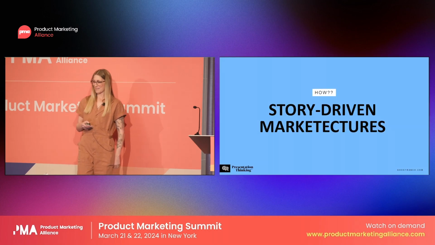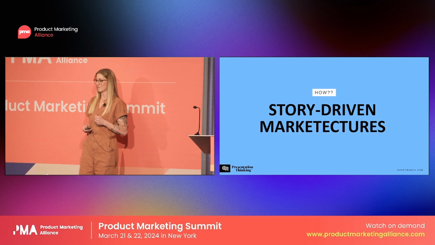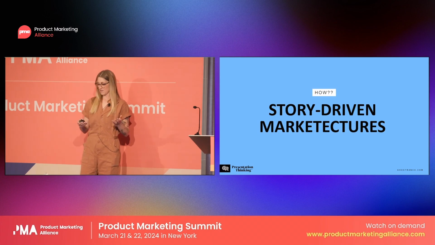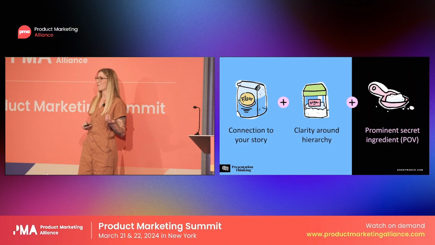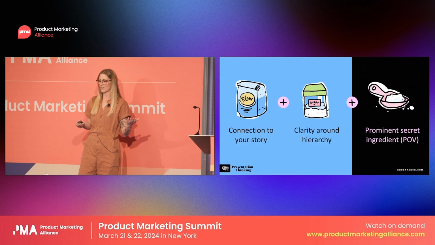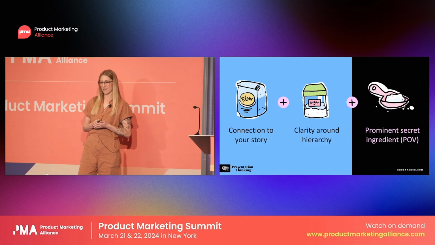There's a pretty simple recipe to follow when it comes to creating an impactful marketecture. So first, you want to make sure you're connecting your story to your design and the way that the offerings are visualized. And then you'll want to develop a clear visual hierarchy and think about what the most important part is to your audience. And then make sure your point of view or your secret sauce is very visible and has great hierarchy on this slide.